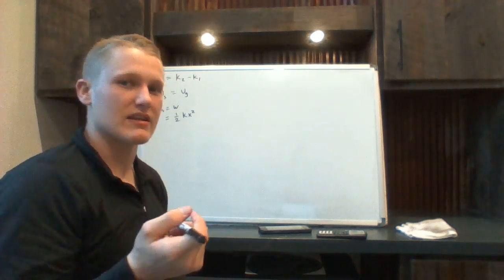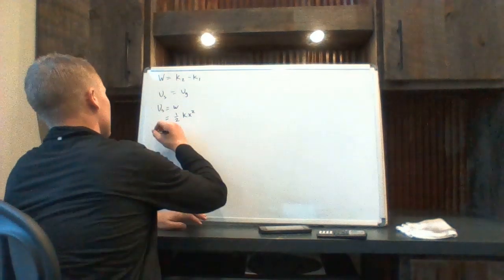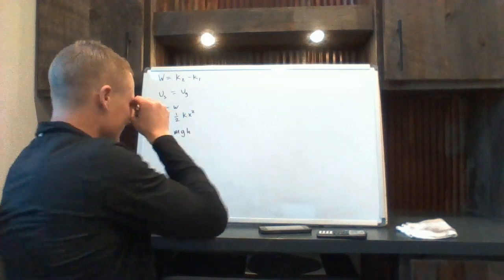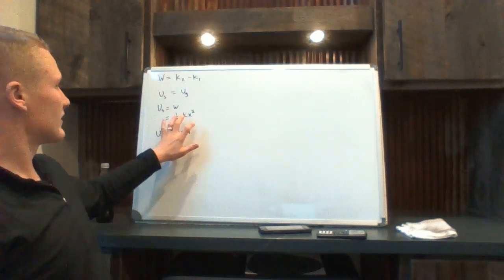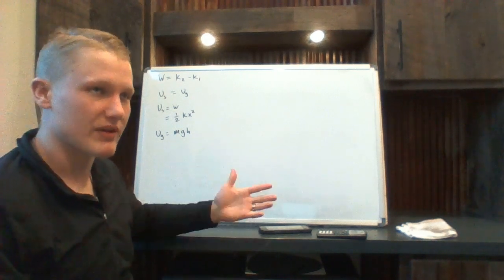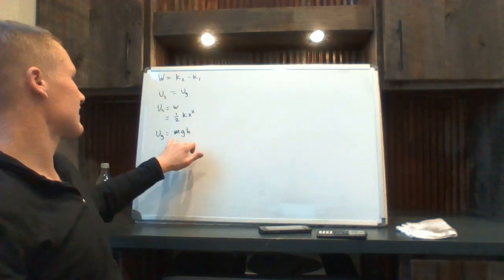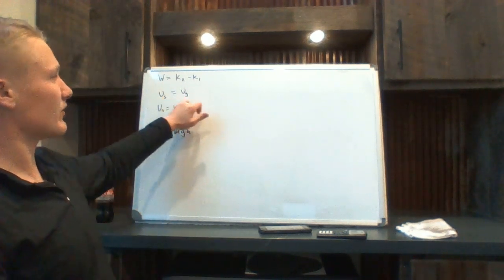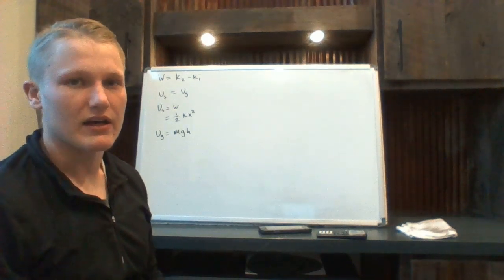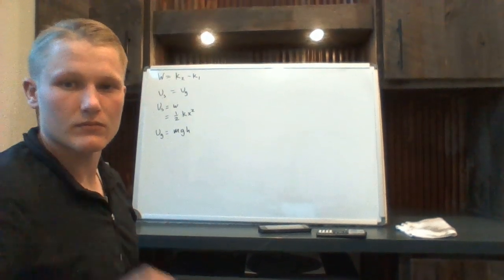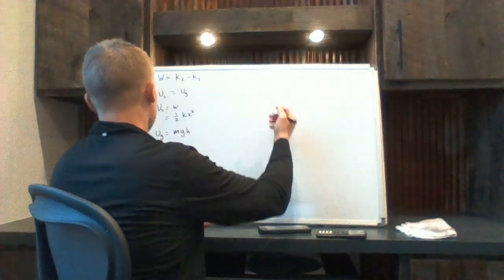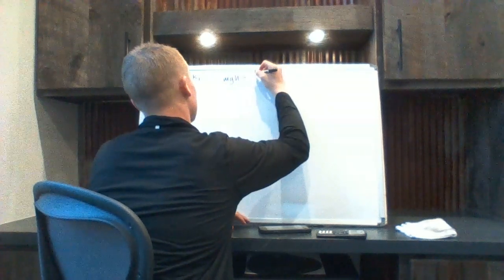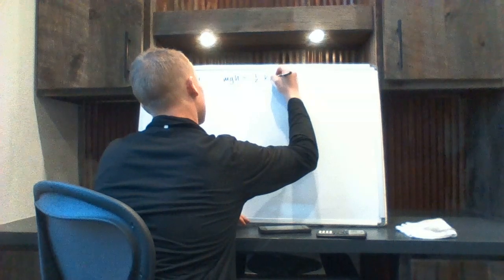We're going to set U of g equal to mgh. So we have our spring potential energy, which we can set equal to this, and our gravity potential energy, which we can set equal to that, and because here we decided that those were equal, we can then set those equal to each other. So then we have mgh equals 1/2 kx squared.